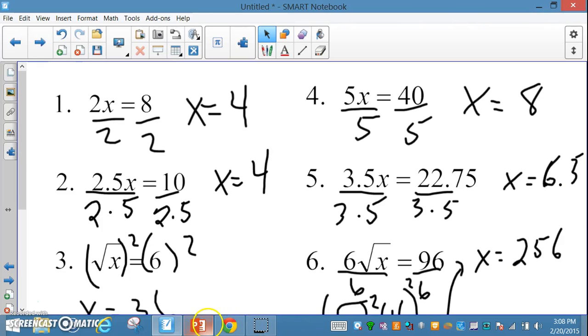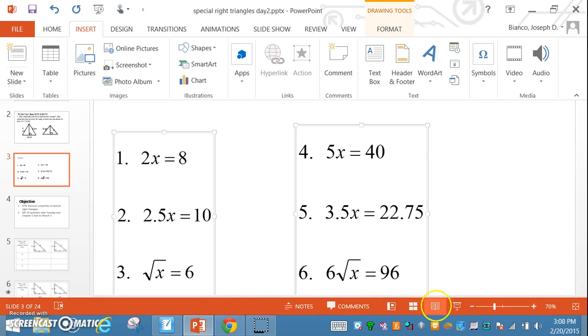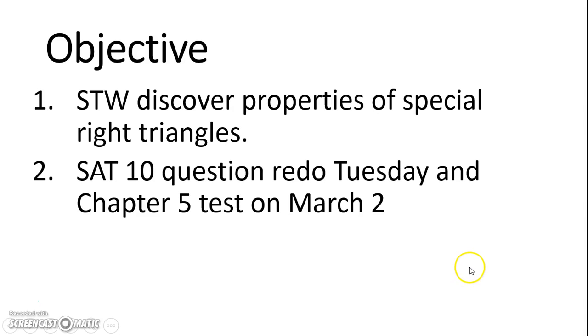So let's look at our objective: to review properties of special right triangles. I want to remind you that Tuesday, those 10 SAT questions we've talked a lot about, we are going to have a chance to redo those, so you're going to want to make sure that you know how to do all 10 and can get all 10 answers. And then right now your test for Chapter 5 is scheduled for March 2nd, and I don't think that date's going to change, so just be aware of that.